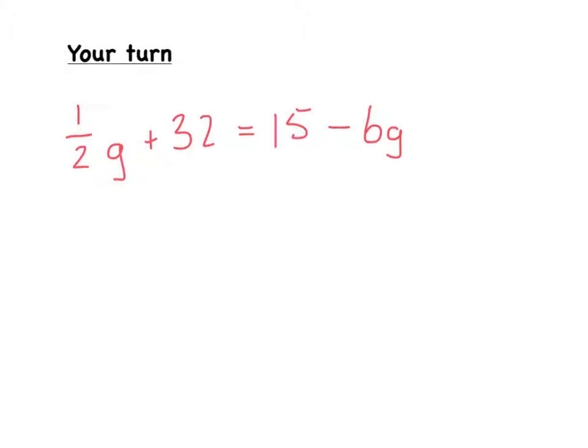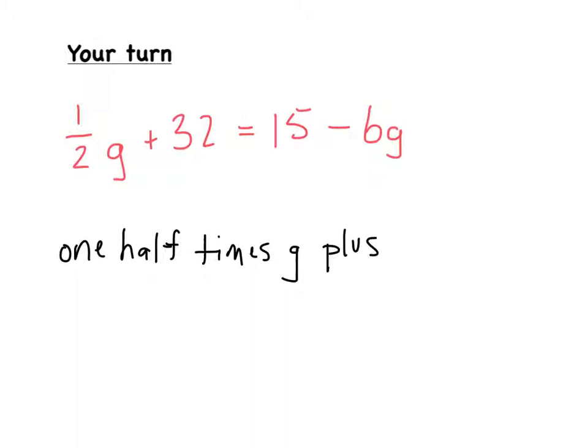Alright, so let's start off with the first part. We have 1 over 2, or that's basically the same as 1/2. We have 1/2, and that's times g, and plus 32 is equal to 15.